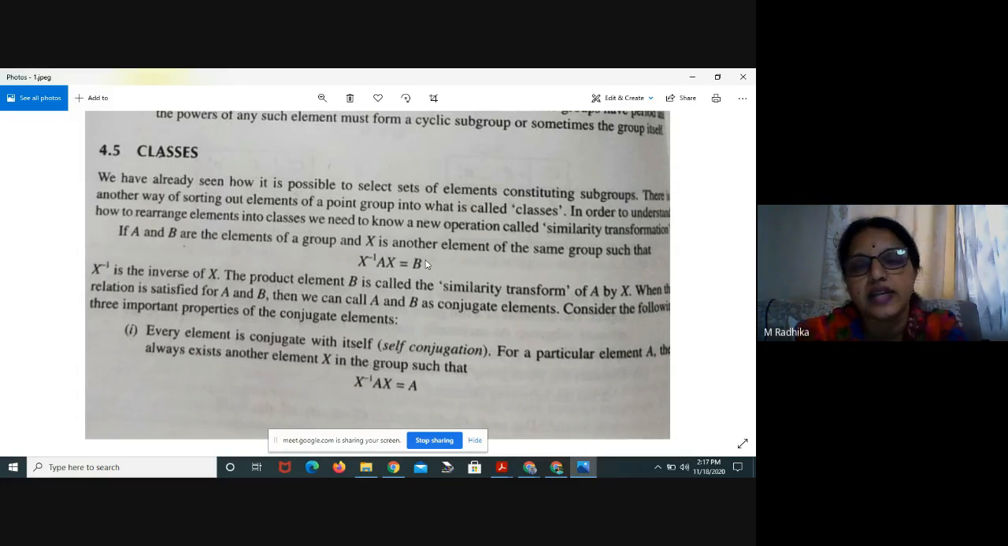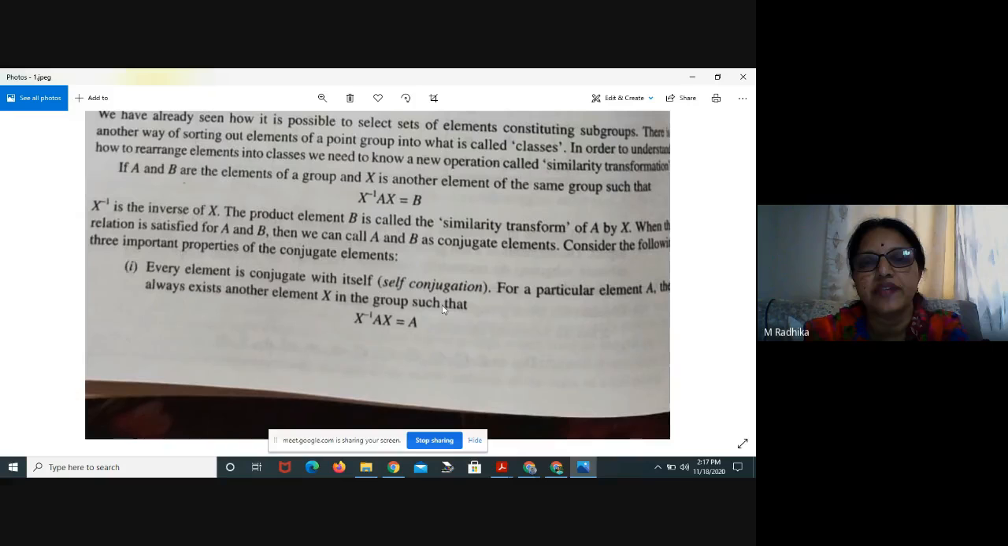So, let me list out the rules. Okay, then we will take an example for each and every symmetry element, then you will understand it better. So let me go through the rules first. We call this transformation the similarity transformation, and this A and B are called conjugate elements. Okay, so the first rule tells that every element is a conjugate of itself, that is nothing but the self conjugation.